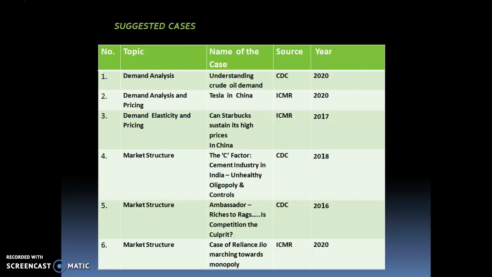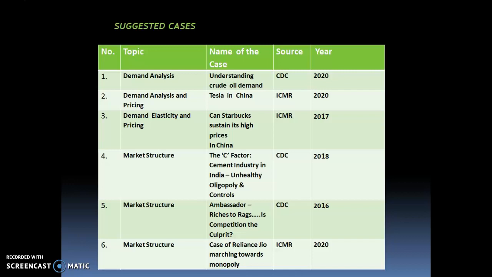The next case was Tesla in China, which is an ICMR case published in 2020, again mapped under the topic of demand analysis and pricing. The third interesting case would be, can Starbucks, we all know about Starbucks, so can Starbucks sustain its high prices in China? So this would be mapped under the topic of demand elasticity and premium pricing. This is an ICMR case published in 2017.